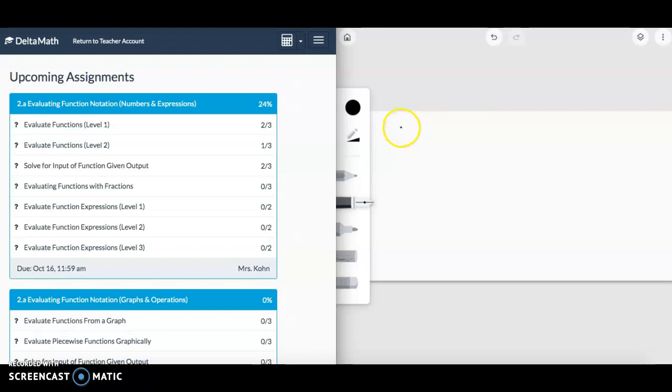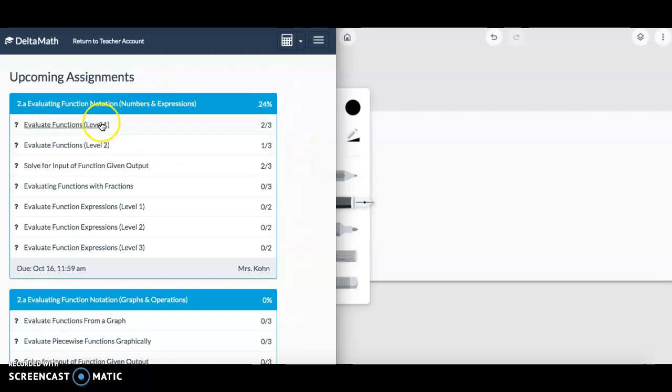Hey guys, I'm going to work through some of the 2.A evaluating function notation DeltaMath assignments. They look like a lot, but you'll see when we get into them that they're very short, pretty quick problems that you have to do. So it's okay that I assigned 18 of them because they don't take very long. Let's go ahead and look at the first one.